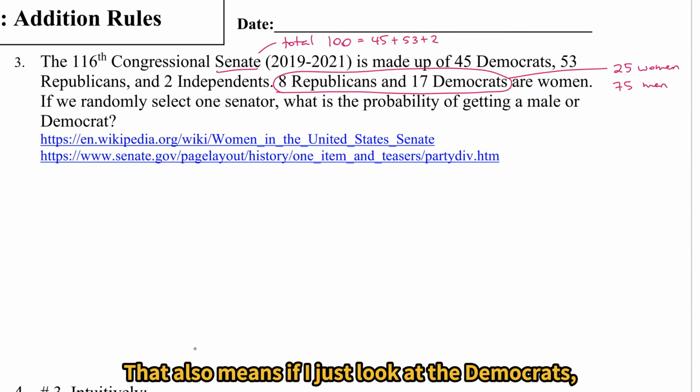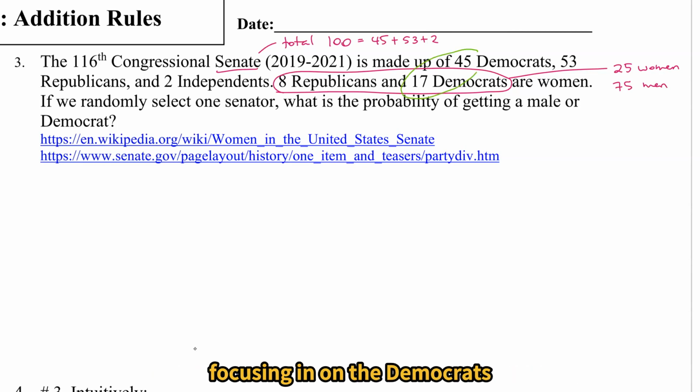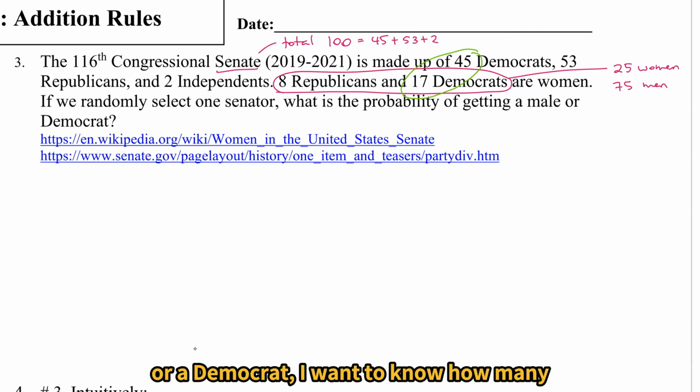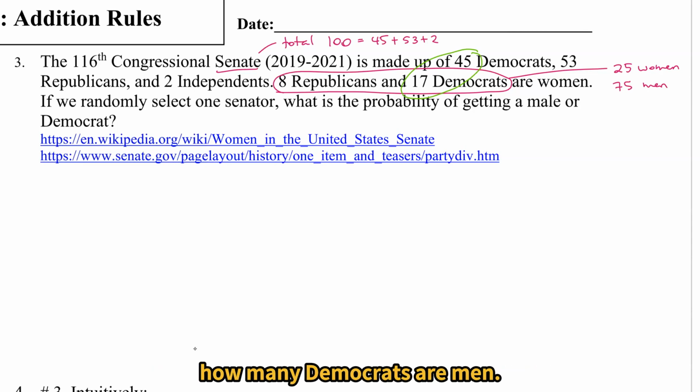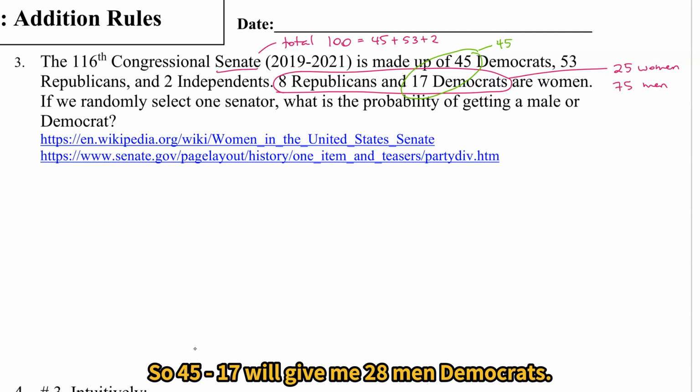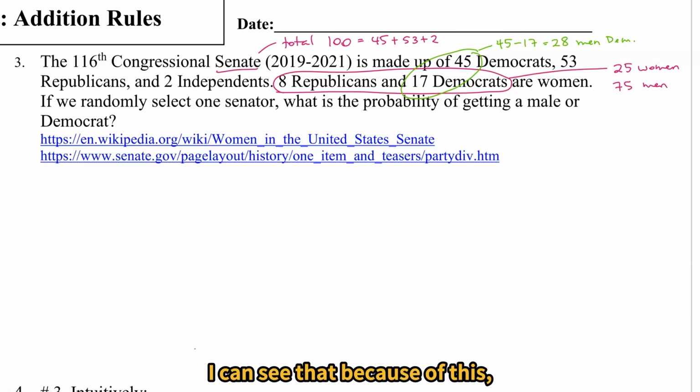That also means if I just look at the Democrats, since I'm asking for a man or a Democrat, I want to know how many Democrats are men. So 45 total Democrats, 17 are women. So 45 minus 17 will give me 28 men Democrats. I can see that this is not mutually exclusive.